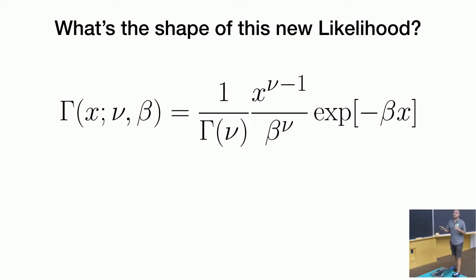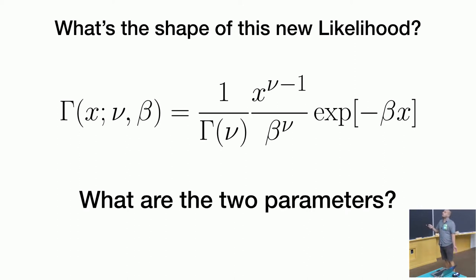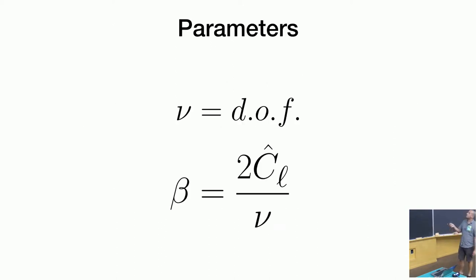Let's start from the definition of the gamma distribution. We said that the gamma distribution depends on two parameters and on the statistic. So this is the complete form of the gamma distribution. We have 1 over the Euler gamma function of the parameter nu, our statistic x to the nu minus 1 divided by beta to the nu, and the exponential of minus x over beta. What are these two parameters? We say that nu is related to the multipole and beta is related to the average of the CL. In particular, we call nu the degrees of freedom of our CL at a certain multipole, and beta is just twice the average of the CL divided by the degrees of freedom.